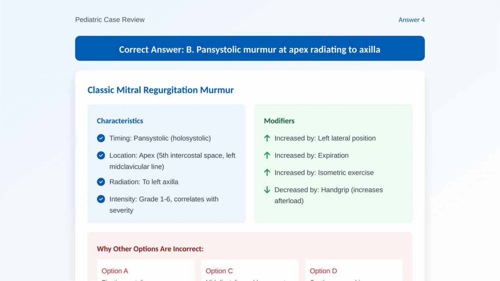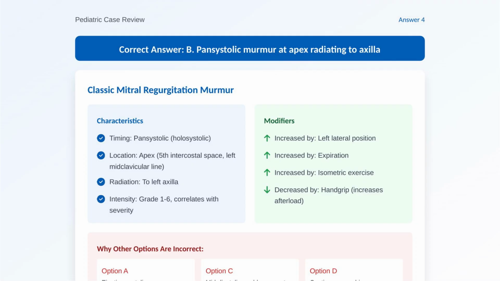The murmur is increased by maneuvers that enhance left ventricular volume or reduce afterload, such as assuming the left lateral decubitus position or during expiration. In contrast, option A describes an ejection systolic murmur, which is typical of aortic or pulmonary stenosis. Option C describes a mid-diastolic rumble, characteristic of mitral stenosis.